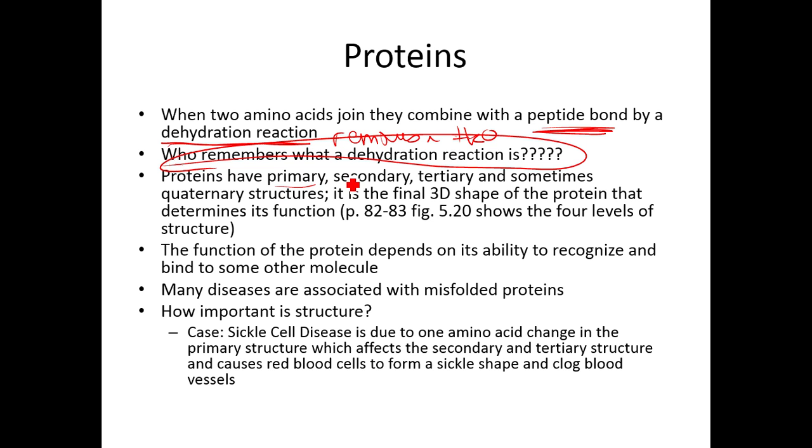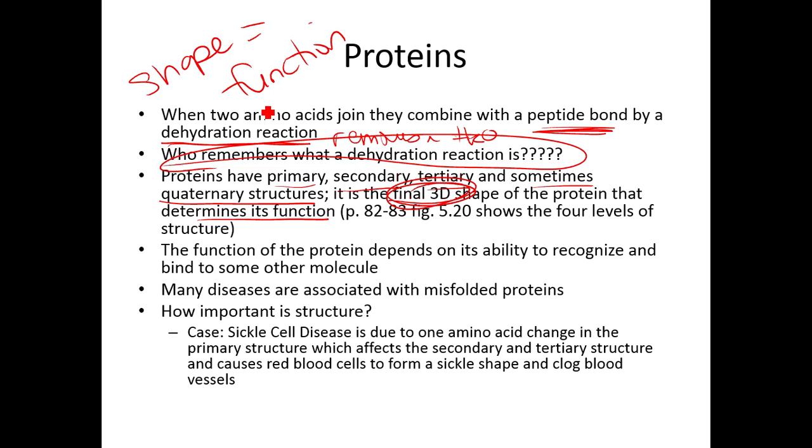Proteins have primary, secondary, tertiary, and sometimes quaternary structures. The final 3D shape is what determines its function. Remember, back in Unit 2, I said shape equals function. And even a small change in the shape can distort the function of the protein. We'll talk about an example of that here in a little bit.